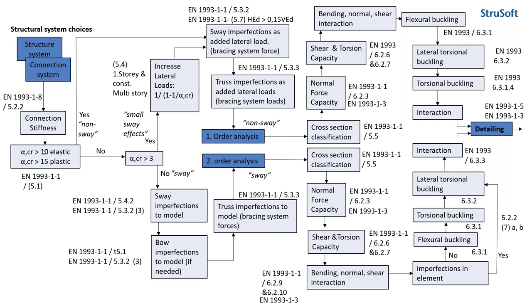Okay, what about if the alpha critical is below 10? Then you have to go here and inspect if the alpha critical is even higher than 3. You still can use first order analysis if you increase the lateral loads by this factor. And it's explained here. It can be applied to the one-story buildings or constant multi-story buildings. And this is really easy also implementing in FEM-Design.